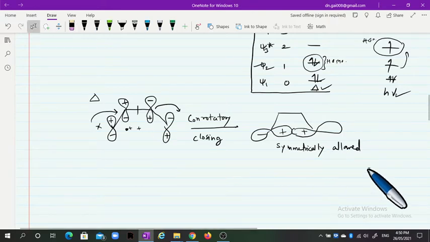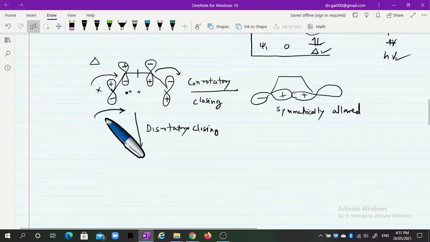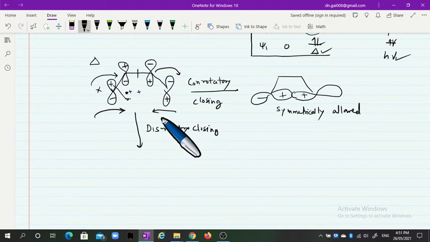The second way is the disrotatory closing. During the disrotatory closing, the orbitals move in opposite directions. The first moves like that, and the second orbital moves in the opposite direction. During this, when the first moves, a positive lobe will come at that position, and when this moves, a negative lobe will come at that position. Therefore you will obtain a positive and a negative one.